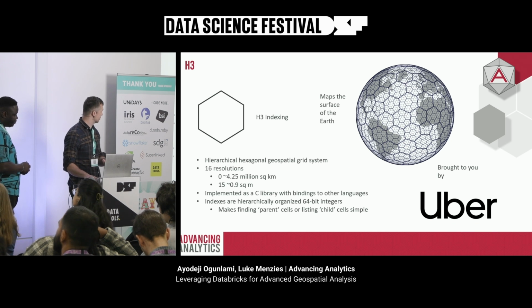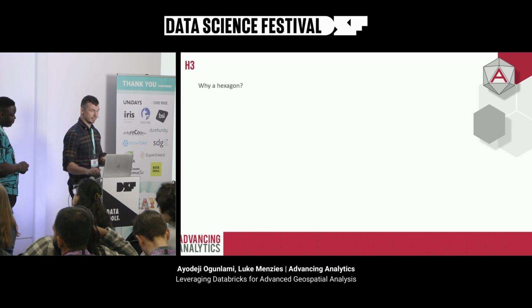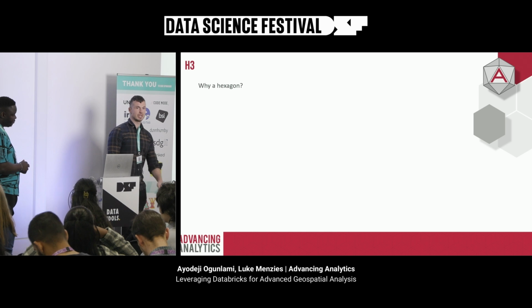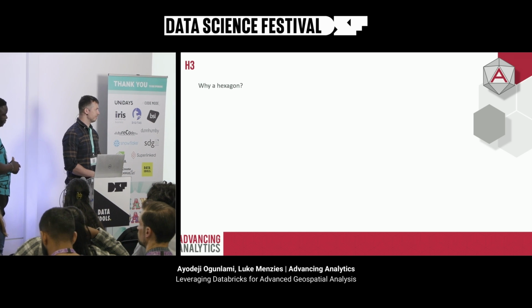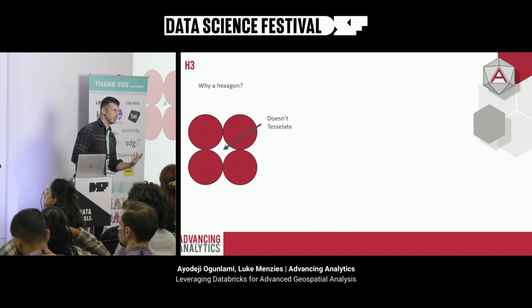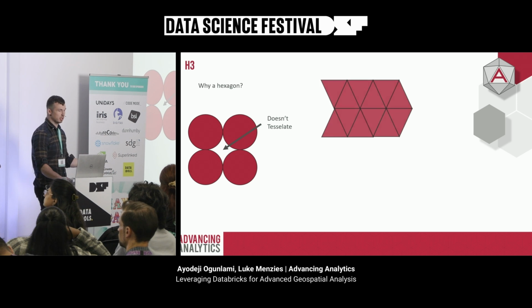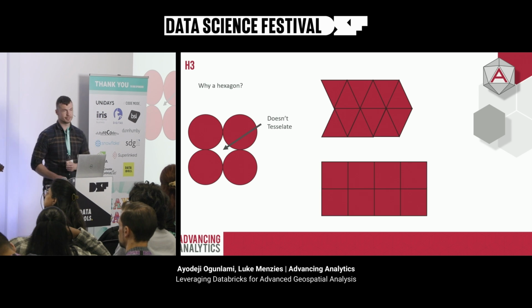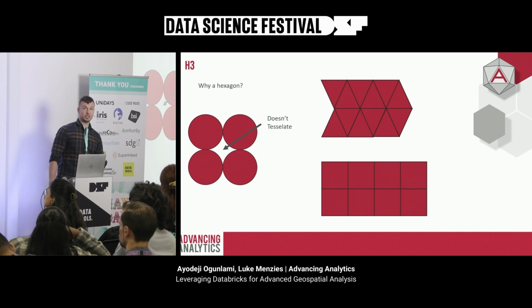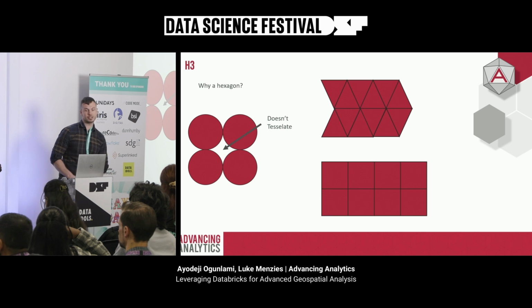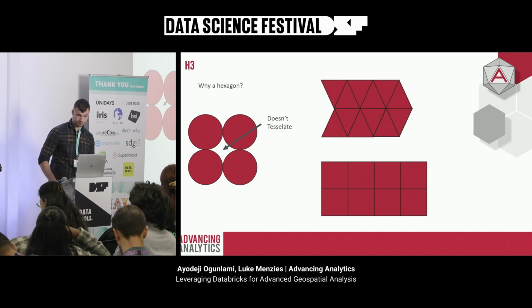Yes, as I said, it's created by Uber, but if you're like me, you're probably wondering, why is it a hexagon? It seems like a bit of an odd shape, doesn't it? You'd understand if you had circles, because circles don't really tessellate, but why not a triangle or a square? Why have they picked hexagons? So I'm going to explain why and try to convince you that a hexagon is a good idea to use as a tiling system.